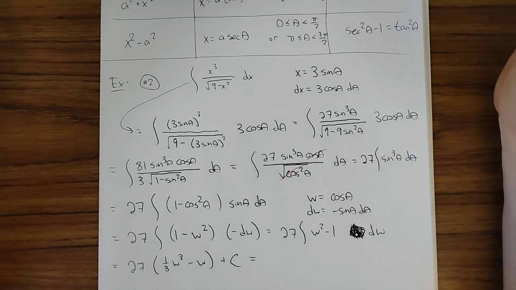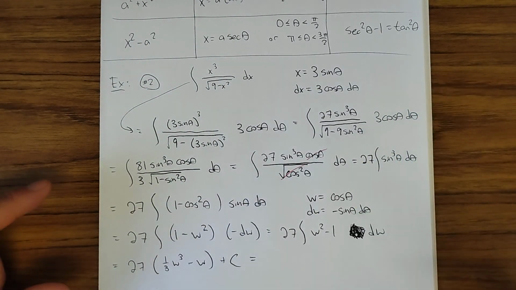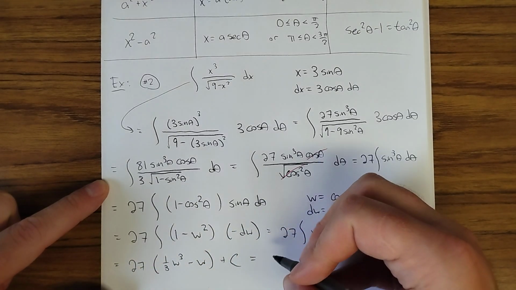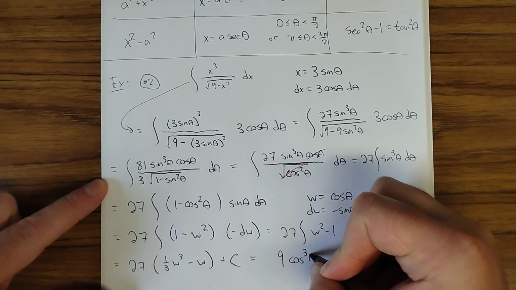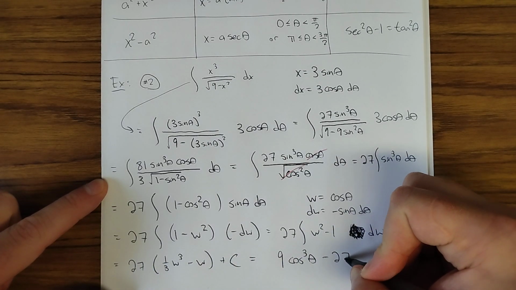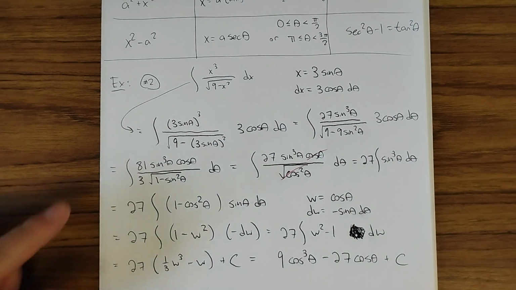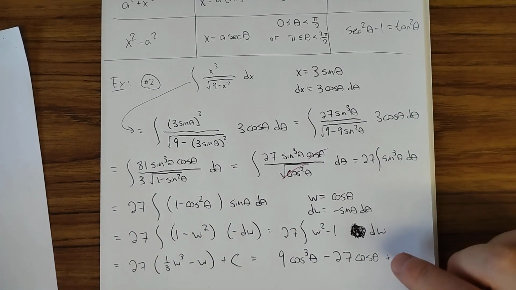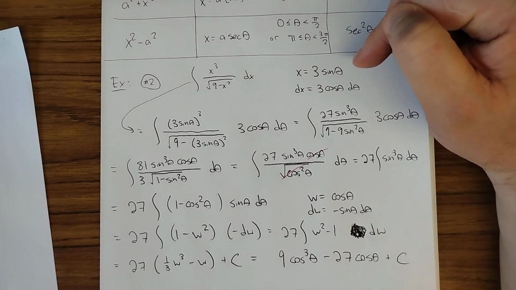Okay. So let me do one of those steps now. I'm going to replace all the W's with cosine theta, and maybe I'll multiply this 27 through. So 27 times 1/3 is 9, and then W cubed turns into cosine cubed theta. And then this 27 distributes, so minus 27, and then W is cosine theta, plus C. Okay, so now I have my answer in terms of theta, and the last thing I want to do is get it in terms of x.